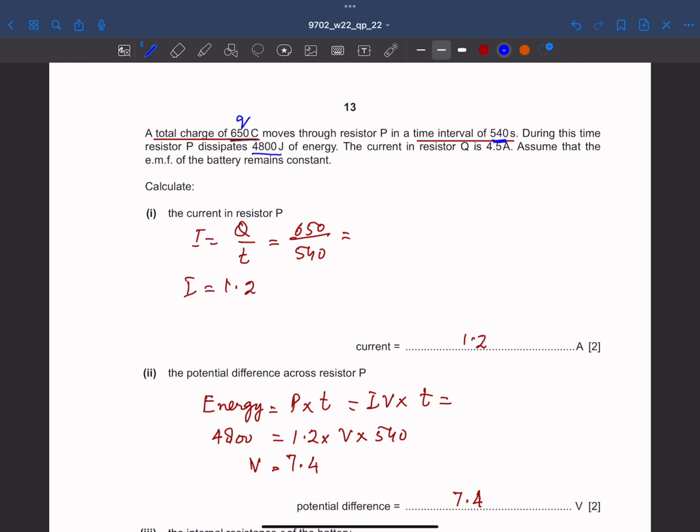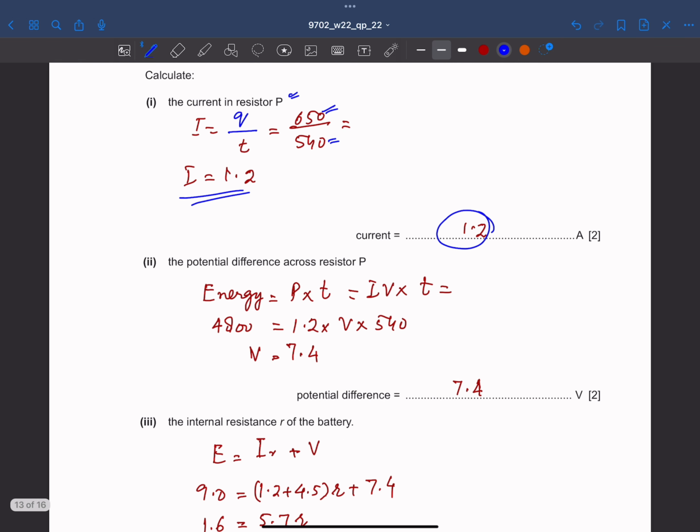The current in the resistor Q is 4.5 A. Assume that the EMF of the battery remains constant. Calculate the current in resistor P. You can use Q over T because normally we use Q for the charge, but you can even use here the small q because Q as one resistor they have given. So Q over T is equal to the total charge divided by total time. So simply 1.2 you are getting here, the current which is through the resistor P. Simple, I think it's very simple.